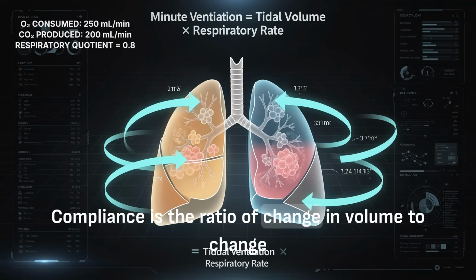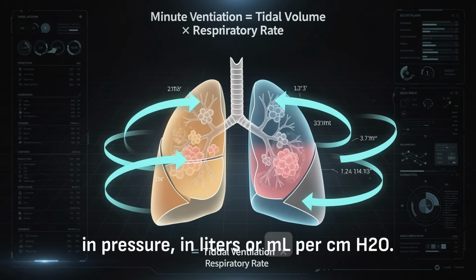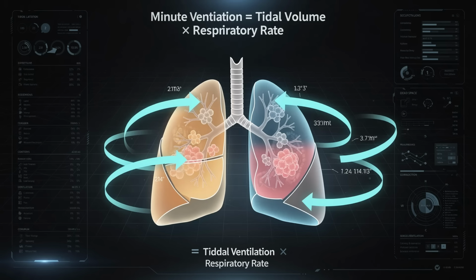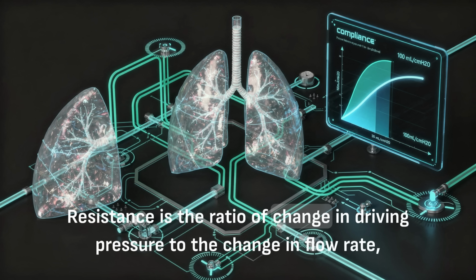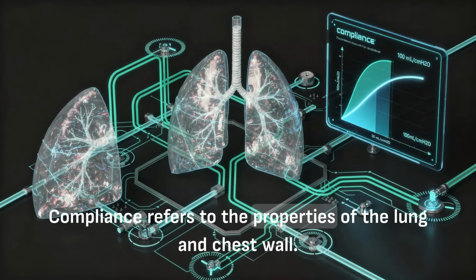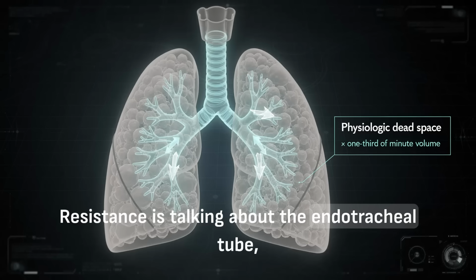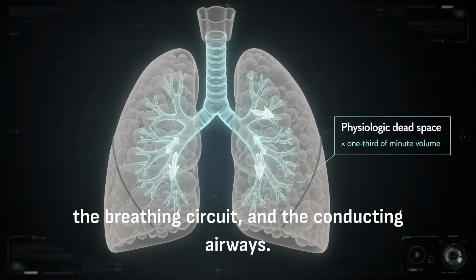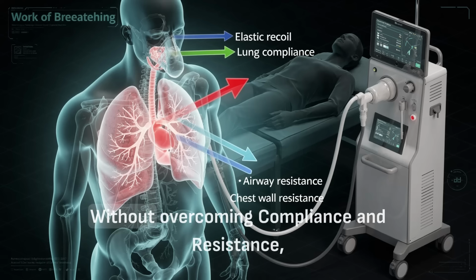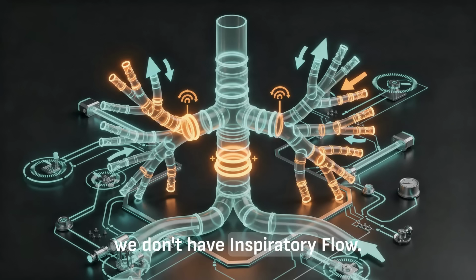Compliance is the ratio of change in volume to change in pressure, in liters or milliliters per centimeter of water. Resistance is the ratio of change in driving pressure to the change in flow rate, in centimeters of water per liter per second. Compliance refers to the properties of the lung and chest wall. Resistance is talking about the endotracheal tube, the breathing circuit, and the conducting airways. Without overcoming compliance and resistance, we don't have inspiratory flow.